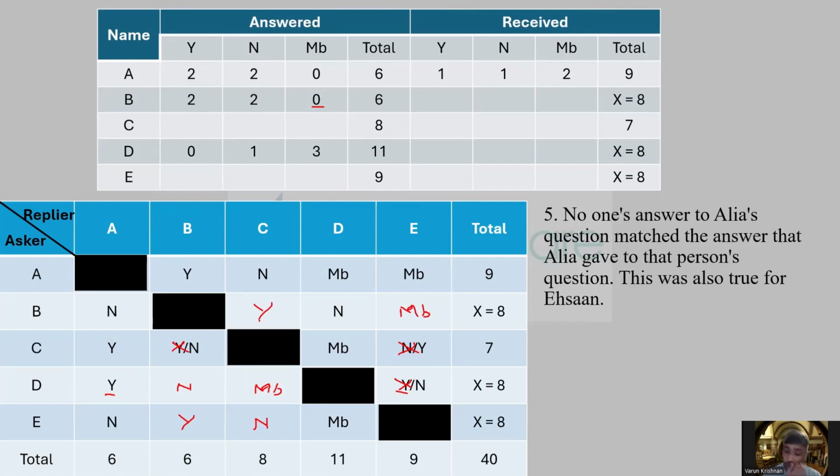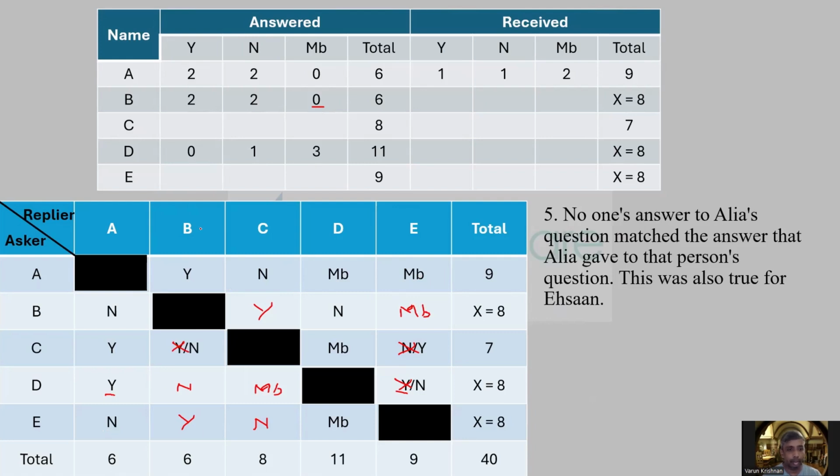Let's see if the conditions for Alia and Ehsaan are satisfied or not. Alia is replying to Badal with a no, Badal is replying with a yes. Alia is replying to Clive with a yes, Clive is replying with a no. To Dilshan, she is replying with a yes, Dilshan is replying to her with a maybe. She is replying to Ehsaan with a no, and he is replying to her with a maybe. So Alia's condition is satisfied. Let's see if Ehsaan's condition is satisfied. Ehsaan and Alia we have already seen.